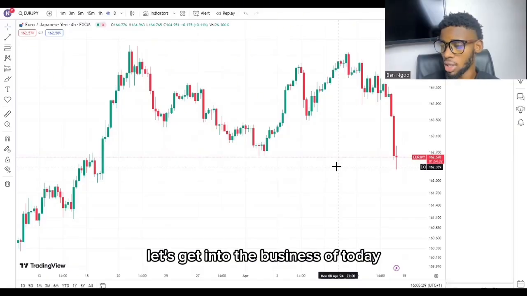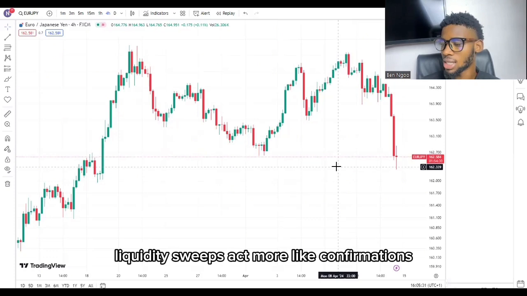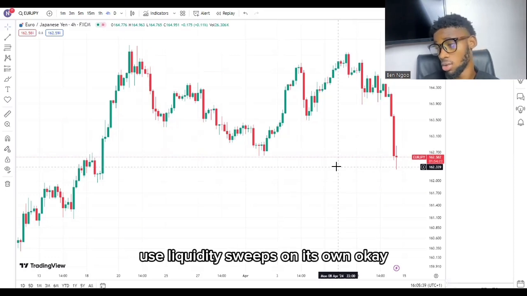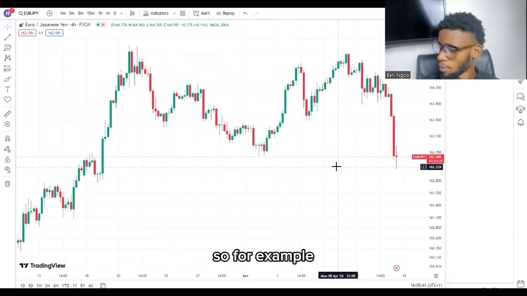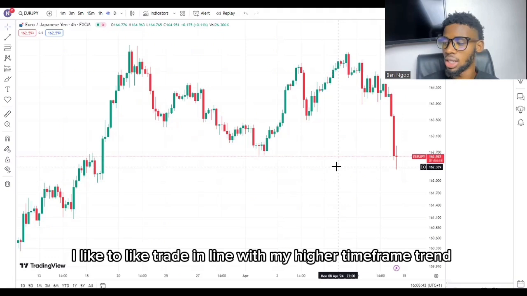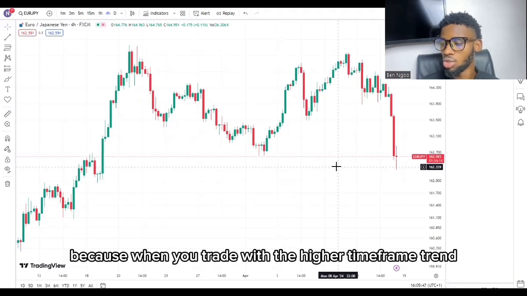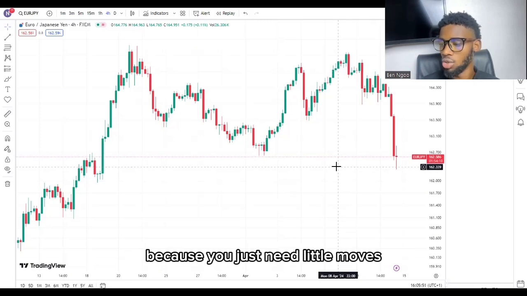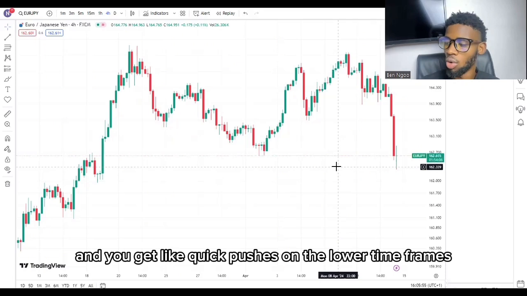Let's get into the business of today. Liquidity sweeps act more like confirmations, and you want to use them when you have your bias in mind. So you don't want to use liquidity sweeps on their own, okay? For example, I like to trade in line with my higher time frame trend, because when you trade with the higher time frame trend, it makes your trading way easier. You just need little moves and you get quick pushes on the lower time frames.